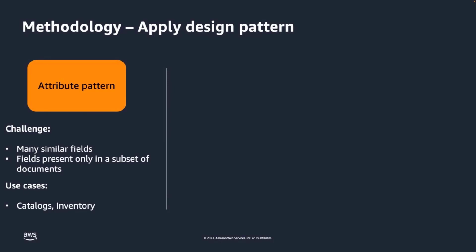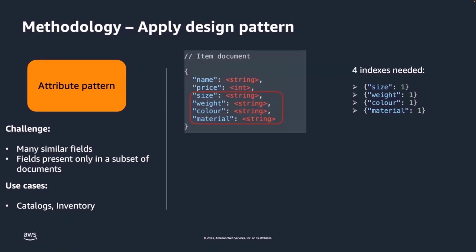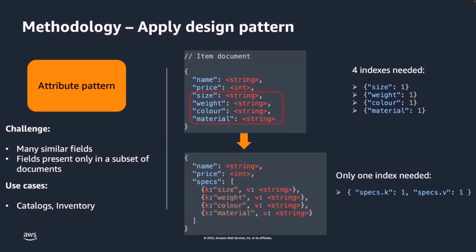For example, the attribute pattern can be used whenever there are similar fields in a document. For catalog or inventory use cases, an item document may have different fields that refer to its characteristics, its attributes. If you want to search for all those attributes efficiently, then you'll need indexes. In the initial iteration of the data model, you'll need several indexes, possibly one for each attribute. By using the attribute pattern, we can move this subset of information into an array and reduce the indexing needs.